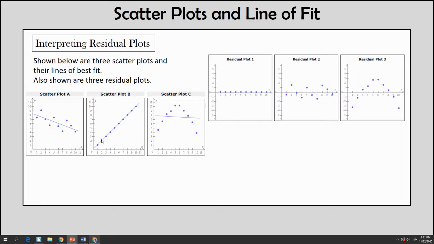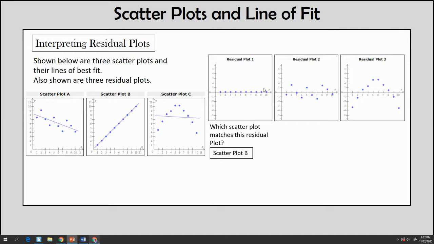Over here we got this set of data, and that is the line of fit. And then last of all, we have this set of data with this line of fit. So the question is, which one of these residual plots is paired with each one of these scatter plots? Well, look at this one. This represents the residual values. They're all 0, 0, 0, 0. They're all right on the line. So that one is scatter plot B.